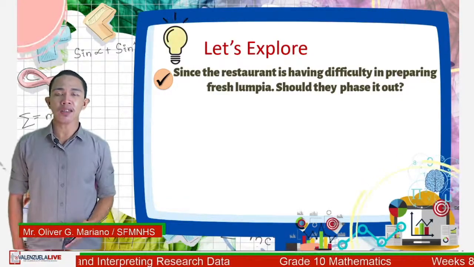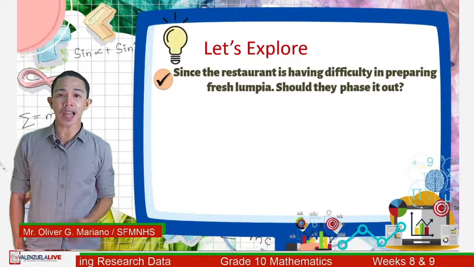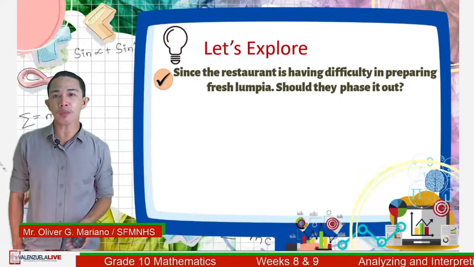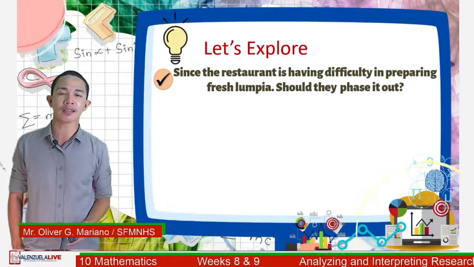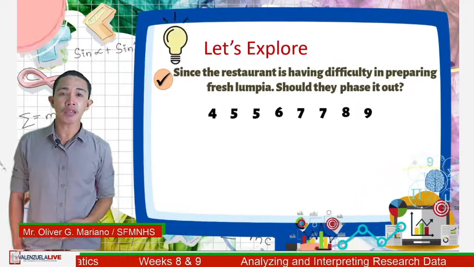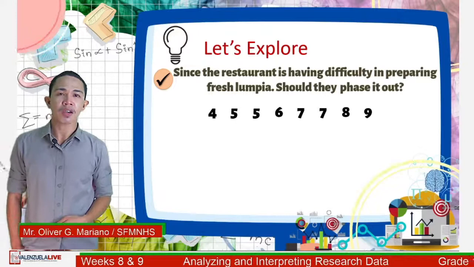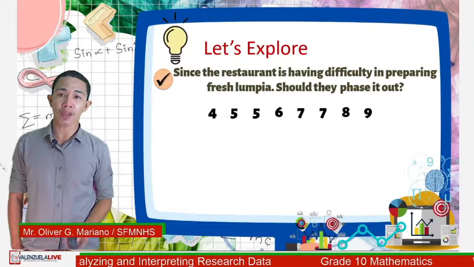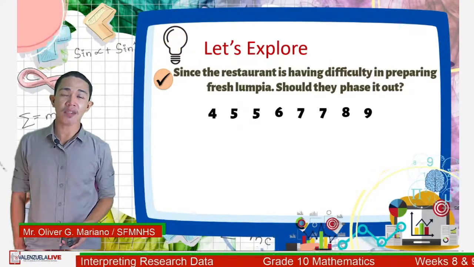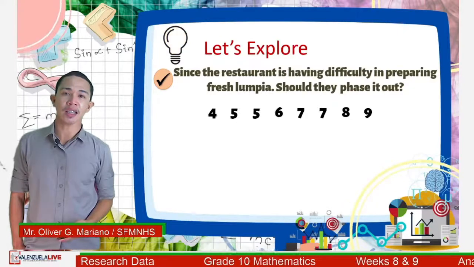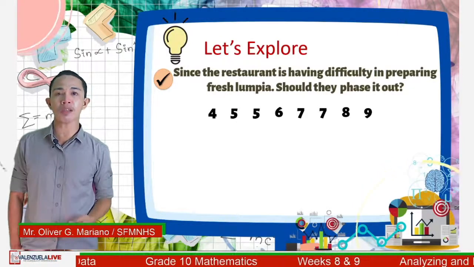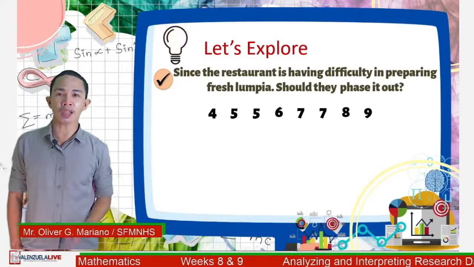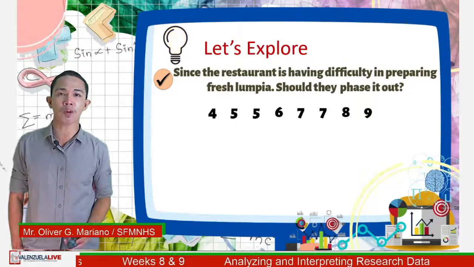To answer this, we need to find the percentile rank of fresh lumpia and see whether it is somewhere that is below the first quartile. The first thing to do is to arrange in ascending order. We have 4, 5, 5, 6, 7, 7, 8, and 9. Again, this refers to the number of customers who are having their favorite dish as presented in the previous table.